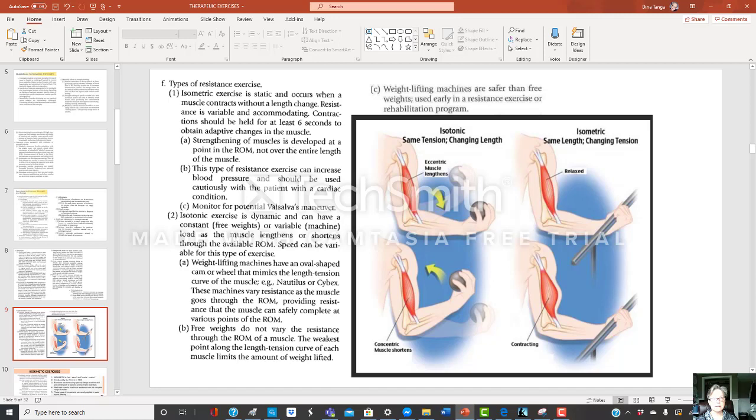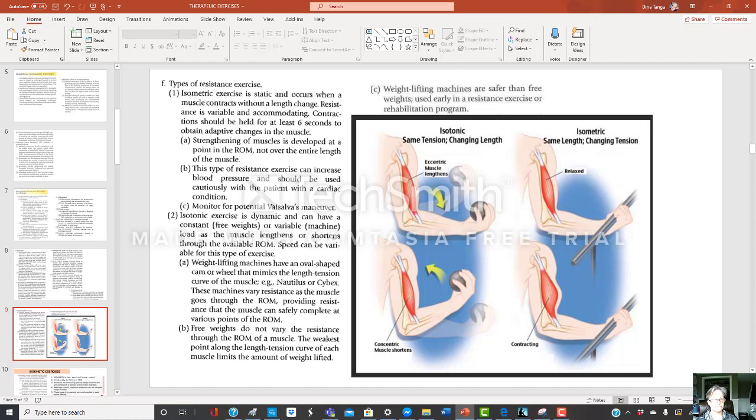Strengthening of muscles is developed at a point in the range of motion, not over the entire length of the muscle. This type of resistance exercise can increase blood pressure and should be used cautiously with a patient with a cardiac condition. Monitor for potential Valsalva maneuver.